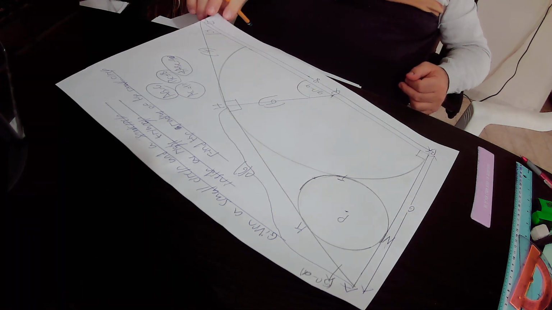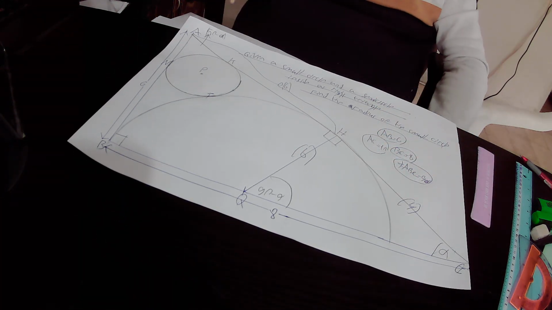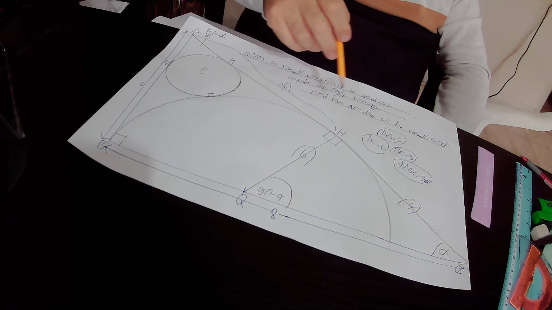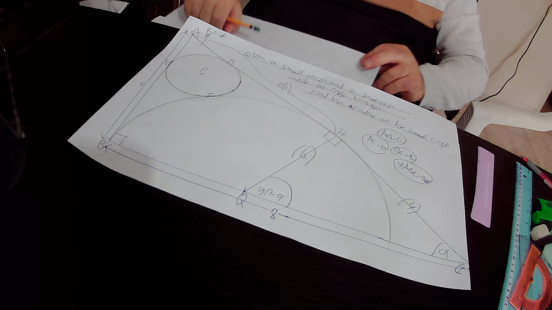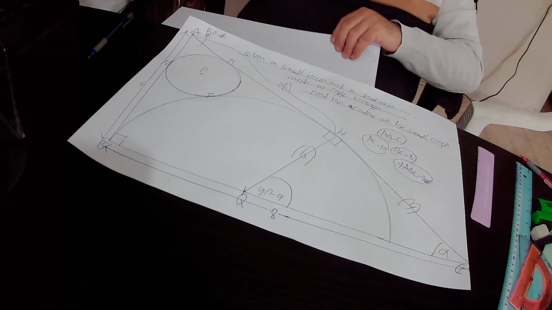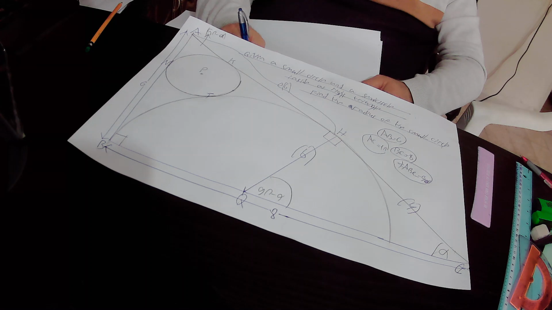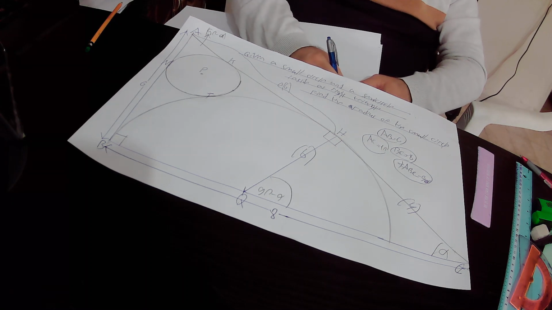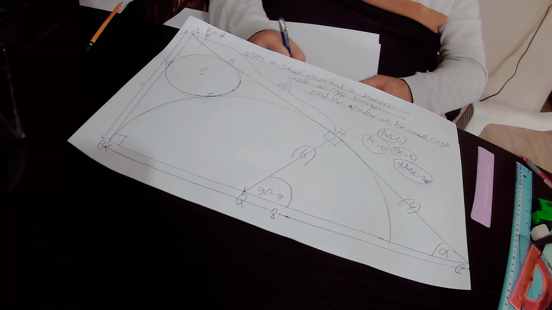In the next step, we will prove that the big right triangle ABC is similar to this small right triangle QHC. So I write it down: the big right triangle ABC is similar to the small right triangle HQC.